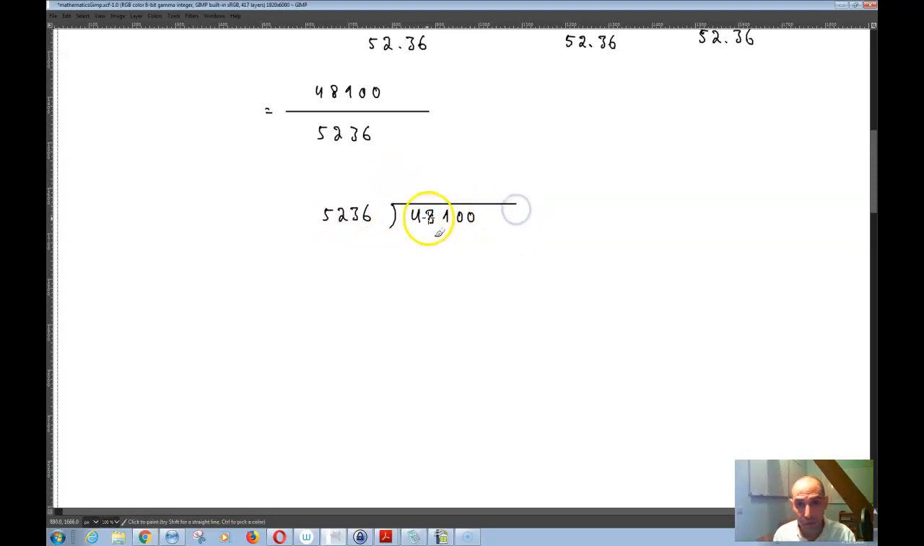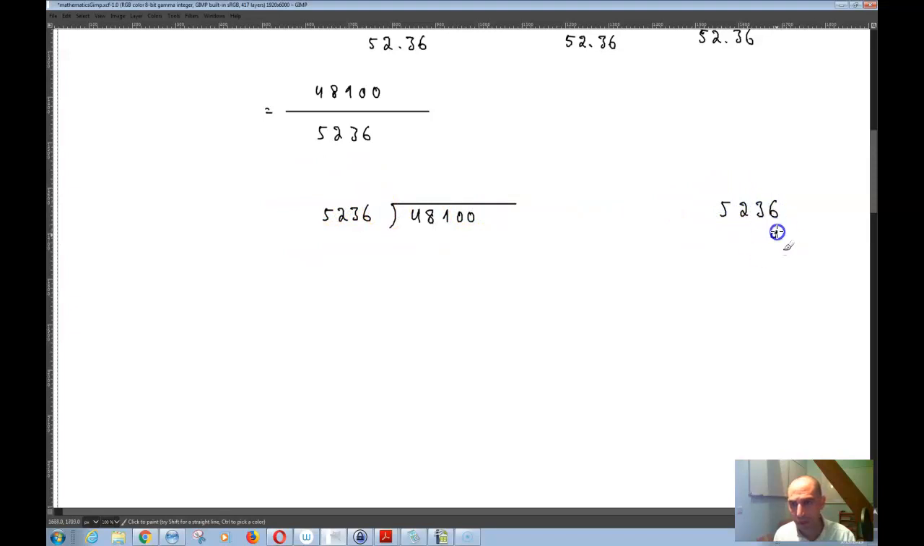So 4810, and that is 5236. So you would get basically a zero up to here. So zero up to here, and then over here you're looking for 48,000, and that's 5,000, so that's around 9 times probably.